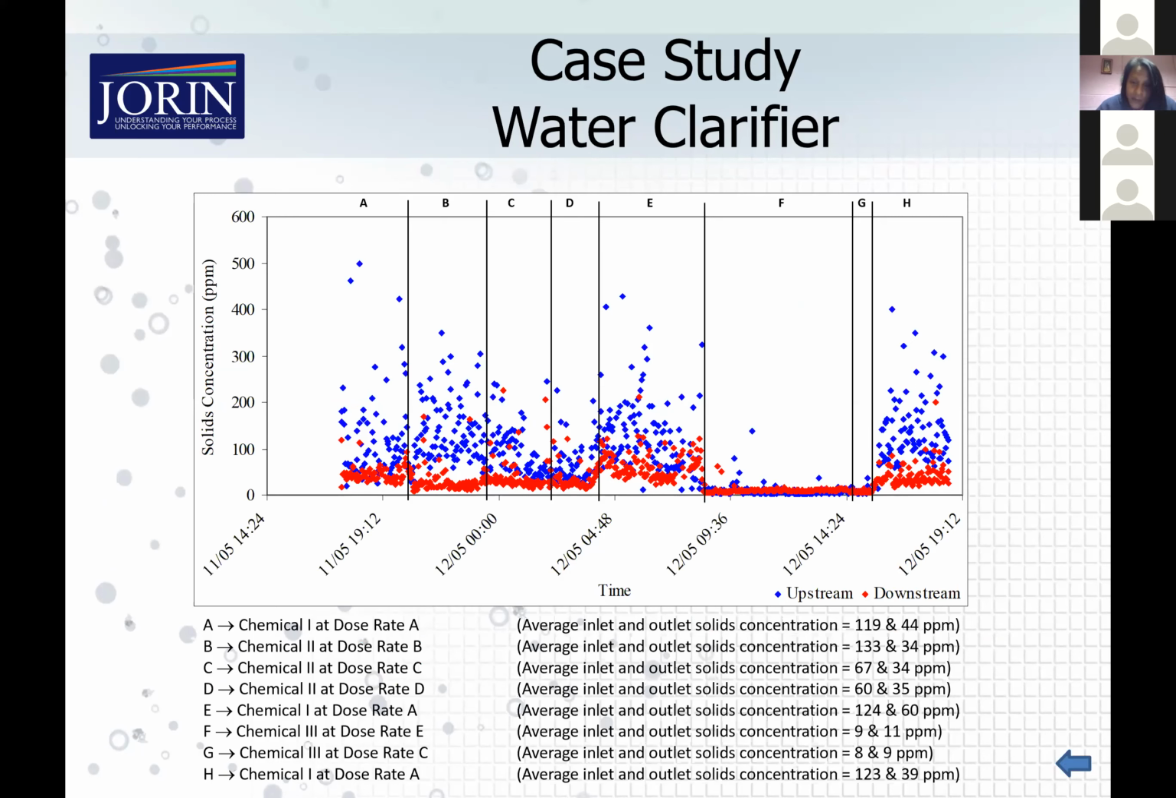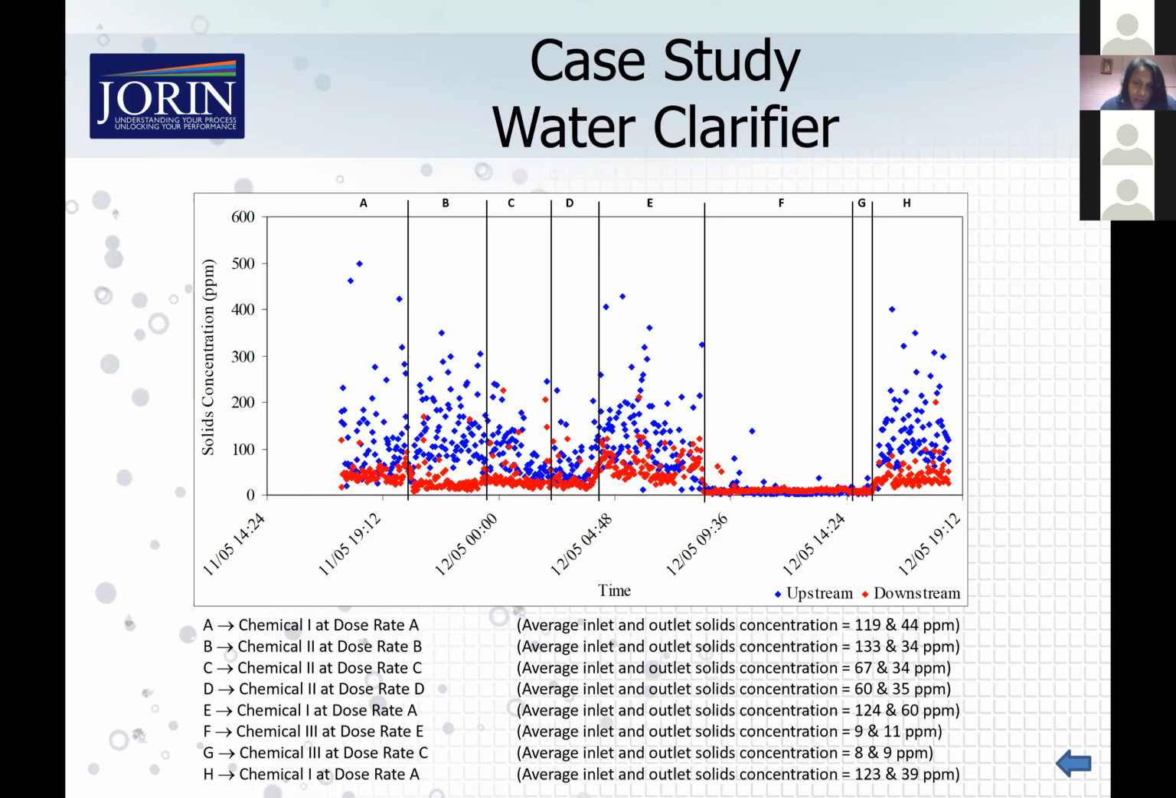This is another chemical one. Here we're actually looking at a chemical trial. The customer needed to pick a new water clarifier. The graph is very complicated, but in very simplistic terms, there were 3 different chemicals they wanted to try and a varying number of dose rates that they wanted to try.